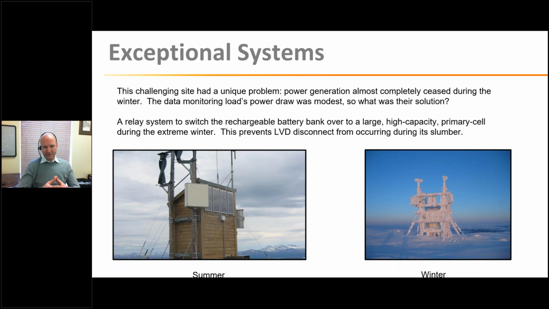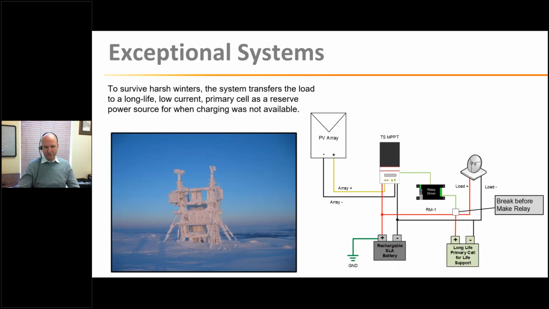And what was really interesting about this is I'd say that you're going to have a load disconnect almost certainly within a matter of days. But what this system actually did was they implemented a dual battery bank system where they used isolating diodes and some relays, and they put in a very large high capacity primary cell, meaning the non-rechargeable type, that would actually keep the system running during these times and sort of get it through this hibernation process. And I took a quick example.